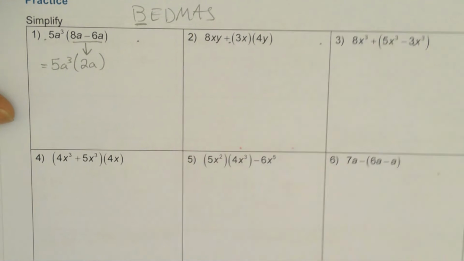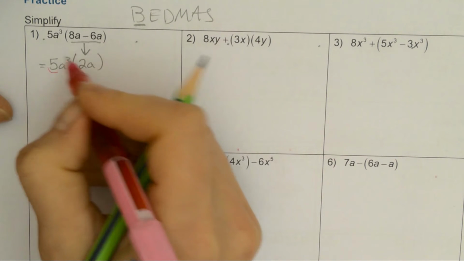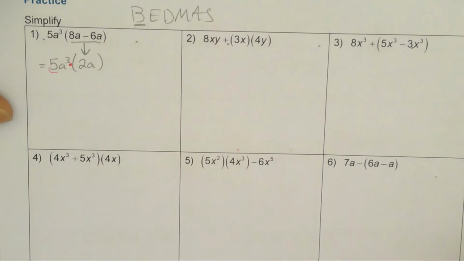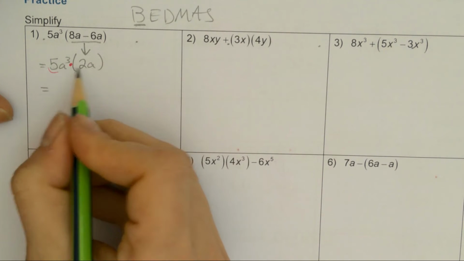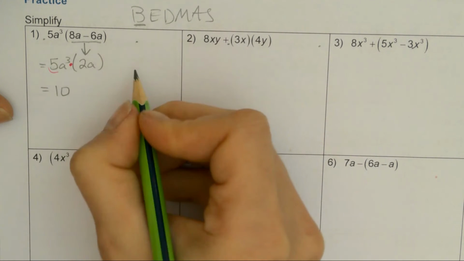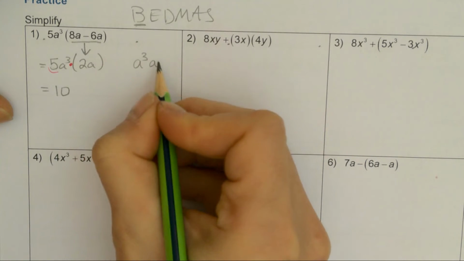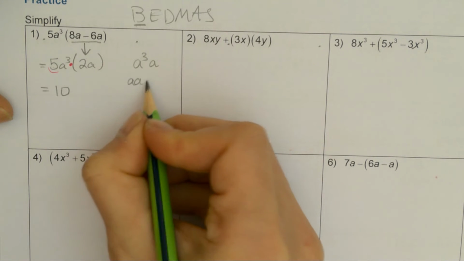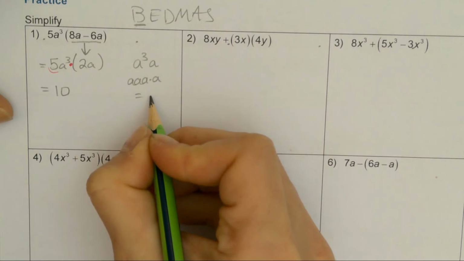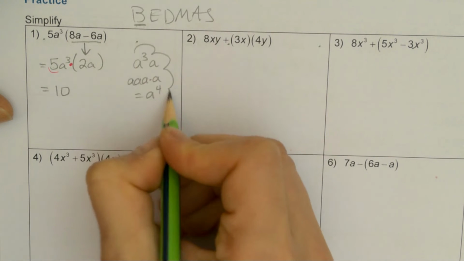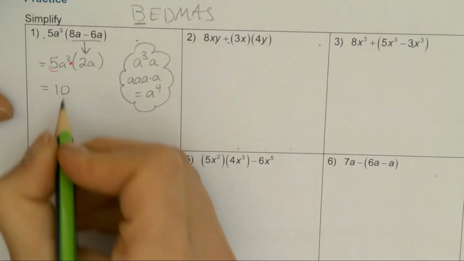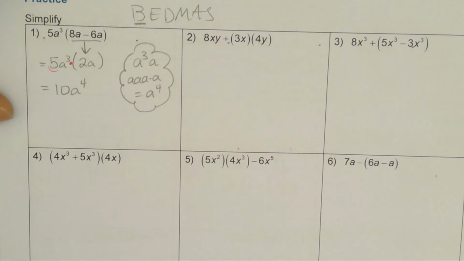So when I have a term next to a bracket, it means I have multiply there. So 5 times 2 is 10. I have 3 A's and 1 A. So how many A's do I have? I have 4. Okay, so here I have A to the power of 4.